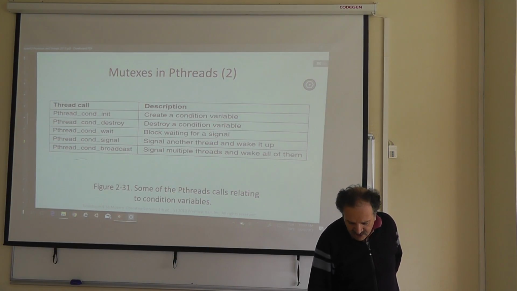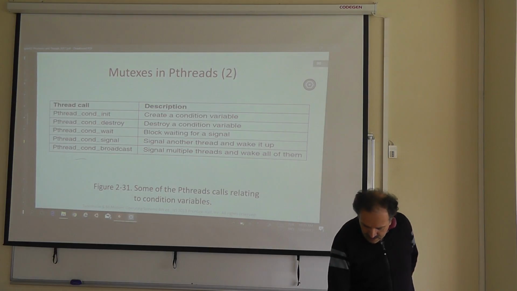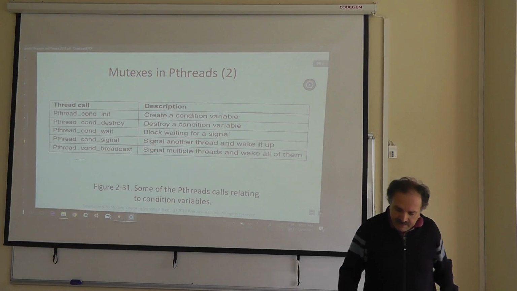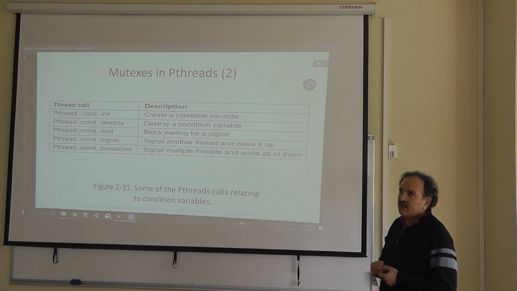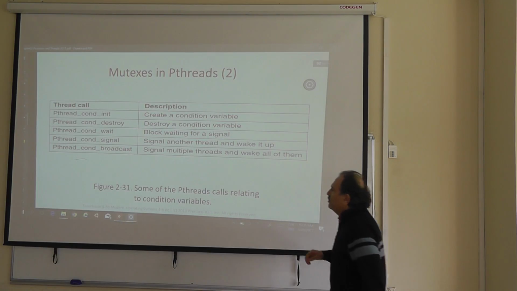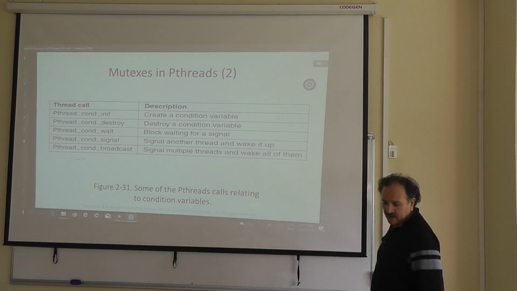By the way, these are the functions for condition variables. I can initiate a condition variable, destroy it. This is wait, signal, and broadcast. Wait means that I am waiting for a condition to happen. Signal means that the condition happened, and you can signal a process or thread that is waiting for the signal. And broadcast is a general version of it. Signal multiple threads and wake all of them.